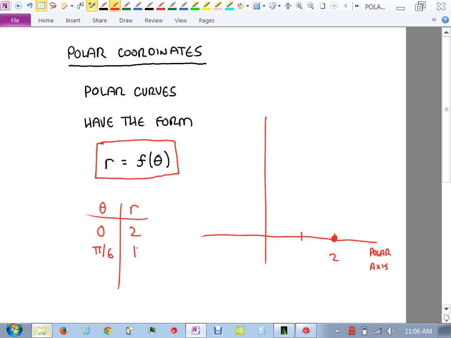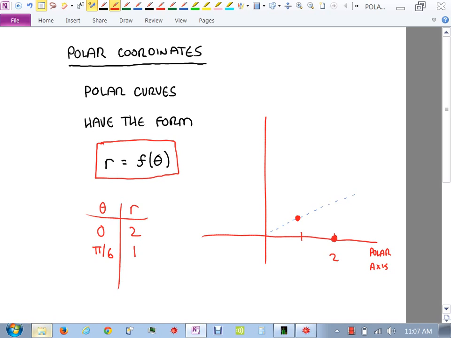30 degrees, right? So I rotate 30 degrees, and I walk out how far? I walk out 1. So it's not 30 degrees and then go out 1 on the x-axis and up. It's rotate and then go out that distance 1. So I'd be somewhere around here, wouldn't I?